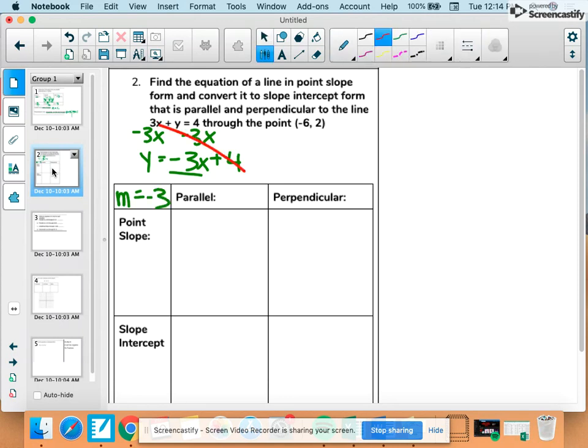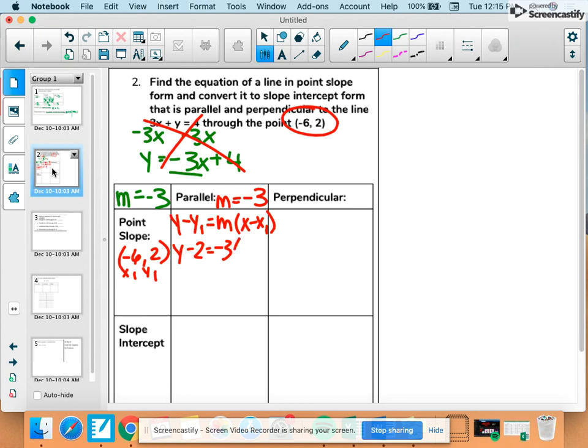Once we have that, we don't care about that equation anymore, because I'm just worried about the two new ones that I'm writing. I'm writing one that's going to be parallel and has to go through this point. Parallel slope means it's the same, so the slope I'm going to use is negative 3. Then they give us this point, negative 6, 2, so that's my x1 and y1. Remember, we plug into point-slope form, which is y minus y1 equals m times x minus x1. So y minus 2 equals the parallel m, negative 3, times x minus a negative 6, which becomes plus 6. So that's point-slope form.